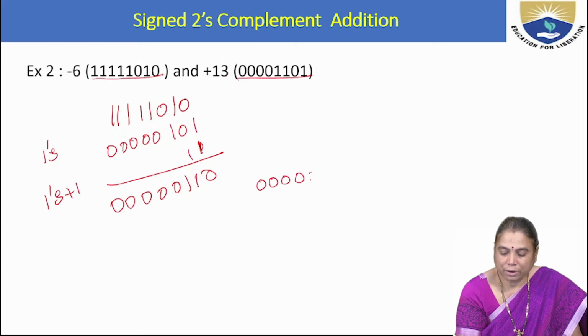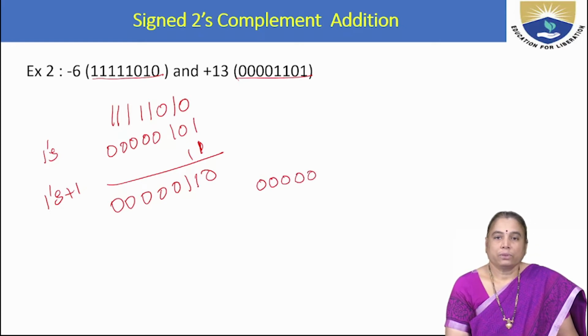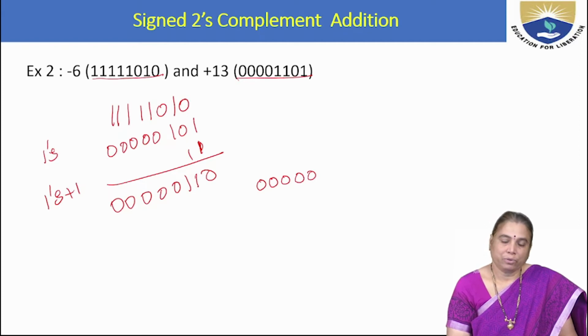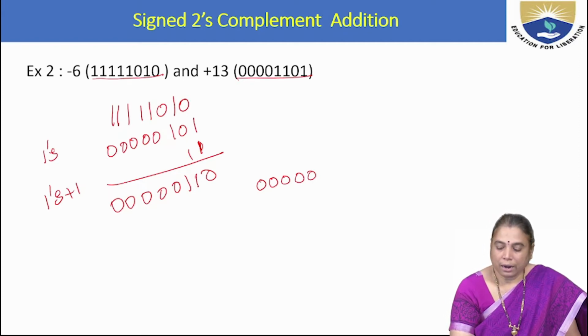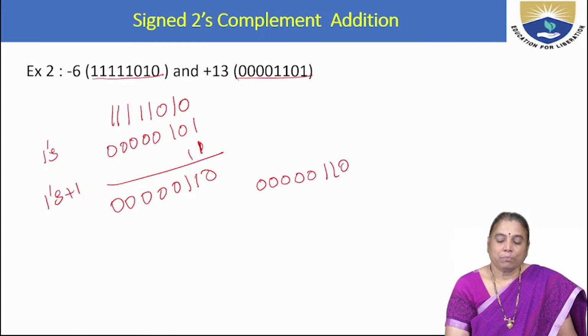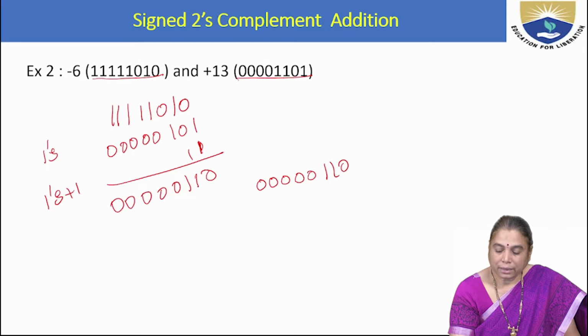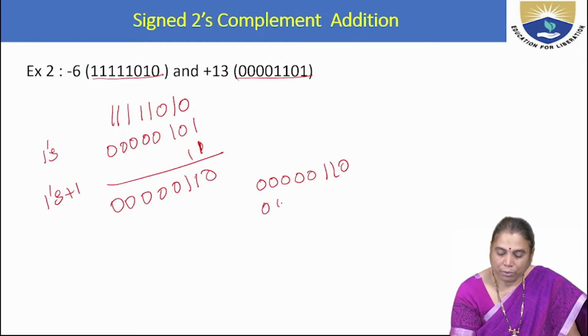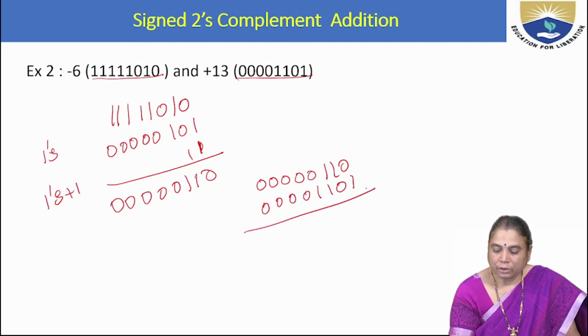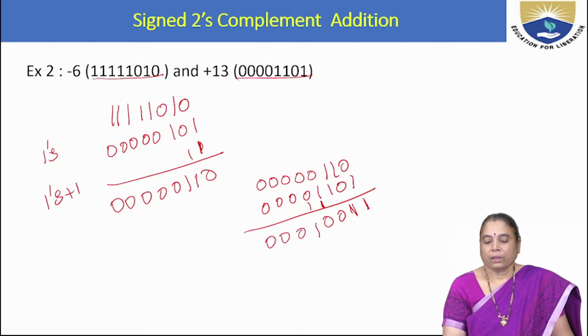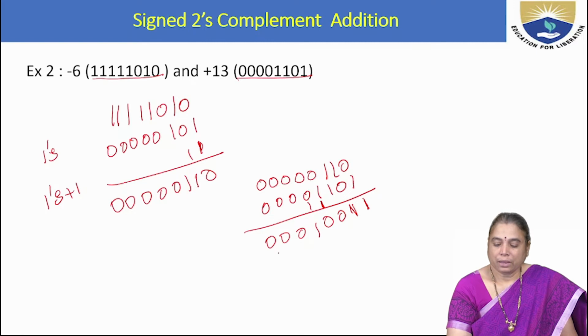3 possible ways are there to represent the negative number. The 2's complement representation can be used to represent the negative number here. And this is the 2's complement of the 6. Plus we have to add the 13 here. So the 13 value can be added here. So after addition, applying the binary addition rules, 0 plus 1 1 1 0 1 and here again 0 1 and 3 zeros. Okay, so here this is the result.